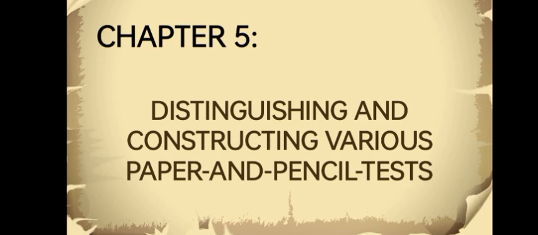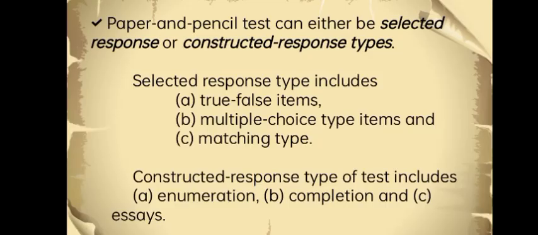based on Bloom's taxonomy. When we say paper and pencil test, it can either be selected response or constructed response types. In selected response types, it includes true or false items, multiple choice type items, and matching type. While constructed response type of test, it includes enumeration, completion, and essays. And then we will be talking about this type one by one.